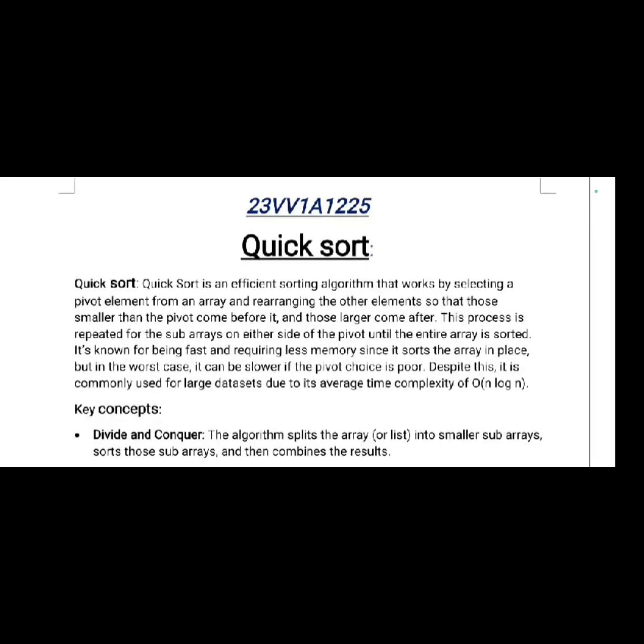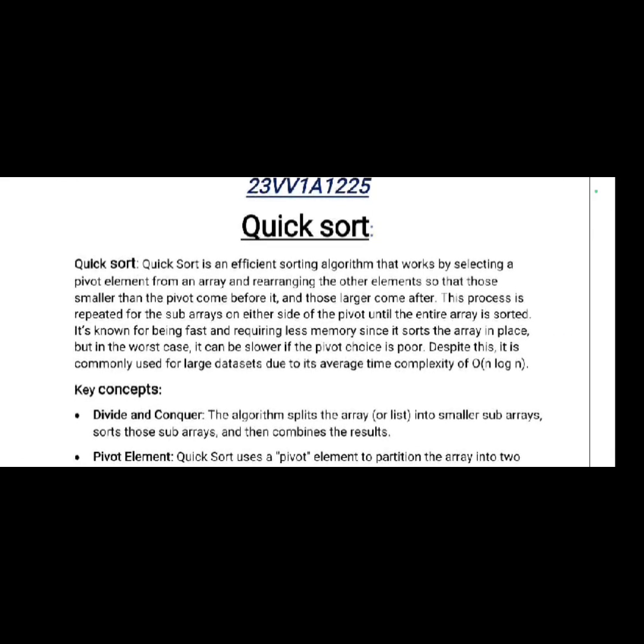It's known for being fast and requiring less memory since it sorts the array in place, but in the worst case, it can be slower if the pivot choice is poor. Despite this, it is commonly used for large datasets due to its average time complexity of O(n log n).